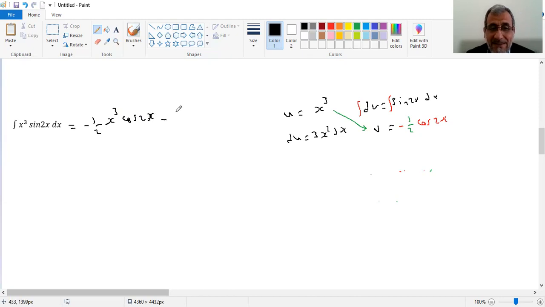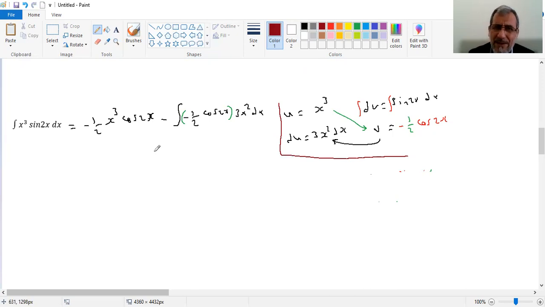Minus the integral of v du. So it will be negative half multiplied by 3x squared dx, minus half cosine 2x. And minus half cosine 2x, this one is v, du. What is the du? The du is 3x squared dx.